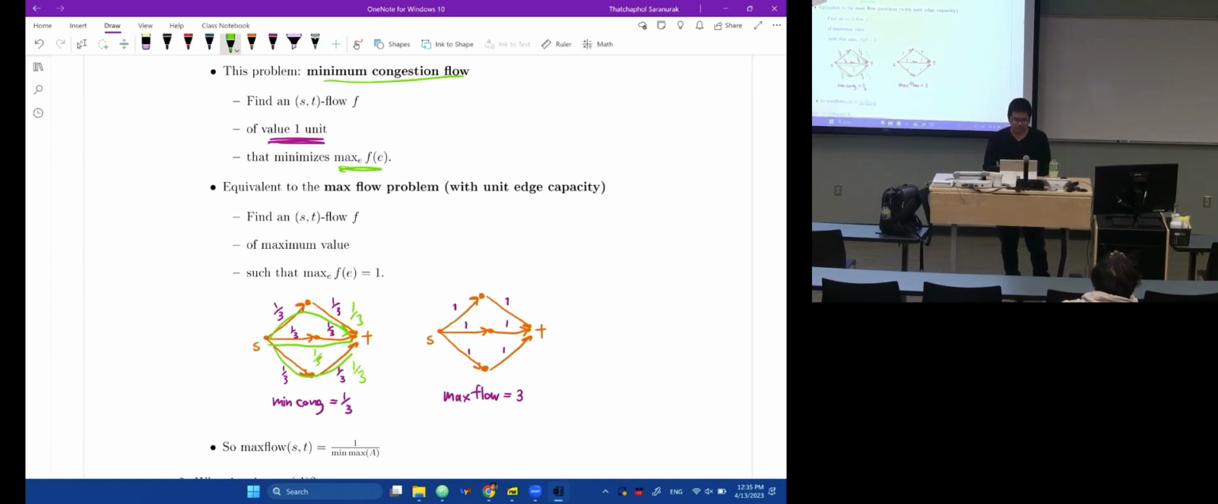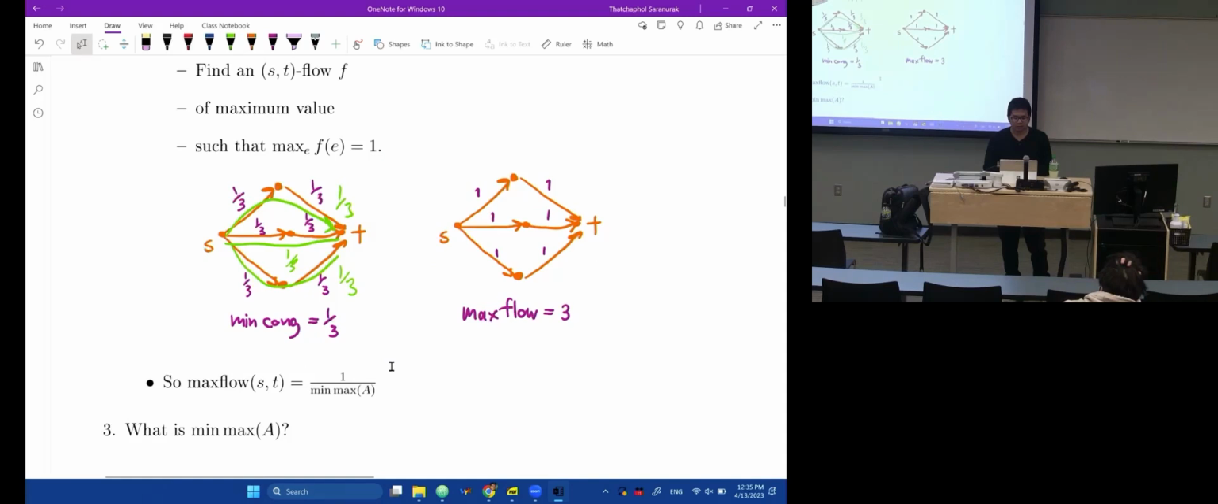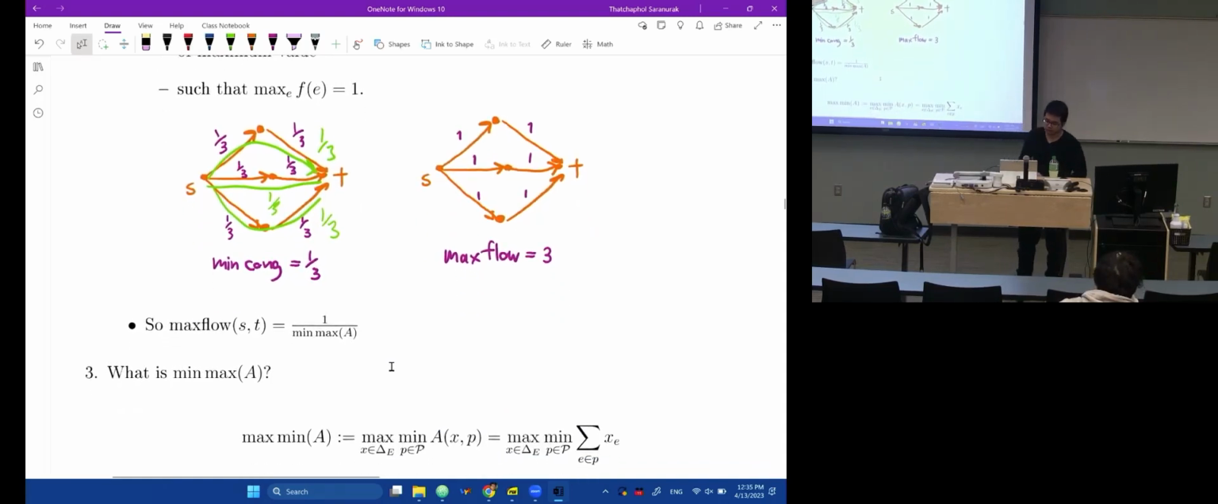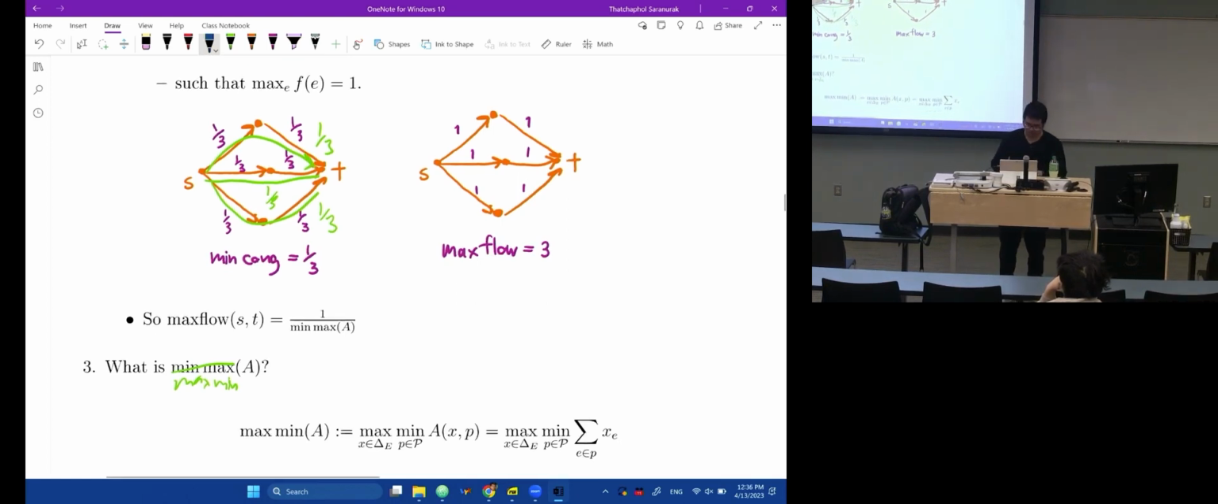So now, let's try to look at min-max. Sorry, max-min. What would be your guess? It should be min cut. It's always going to be the case that min-max and max-min will be dual to each other. But let's try to interpret it directly.